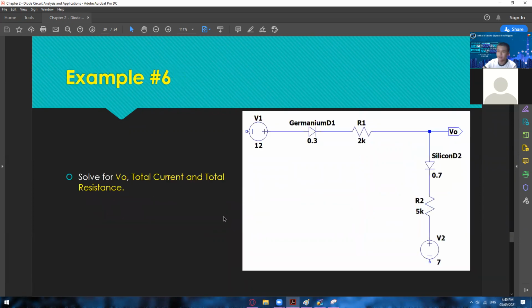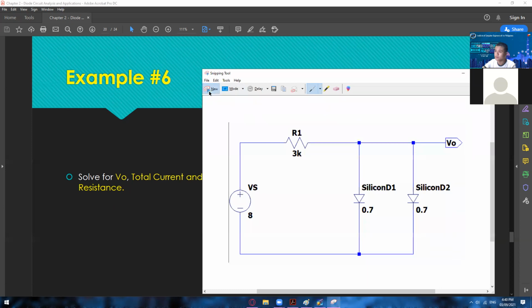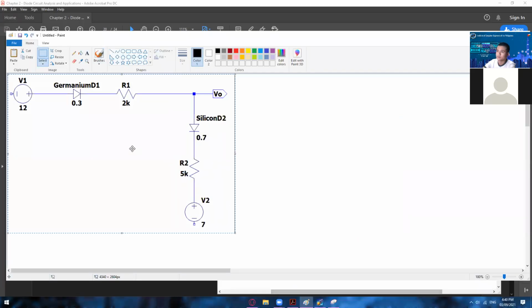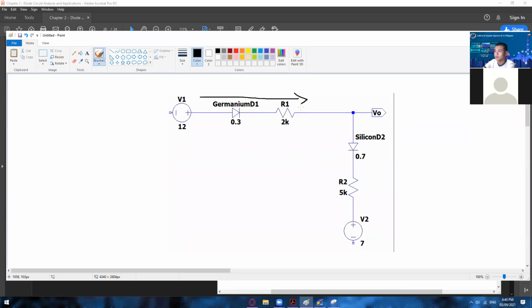So we have example number 6 right here. The question is almost the same: solve for VO, total current, and the total resistance. We have two voltage sources, 12 volts and 7 volts right here. But of course, you have to mind the polarity, because we have negative, positive right here, and in here we have negative, positive also, or positive, negative, depending on how you read this. For the VO, you can solve it from above or from below, and it should give you the same result. In here we have 12 minus 0.3 minus the voltage drop across R1. We cannot solve that for now, since we don't have the total current, but it should give us the same result. The same with this one.